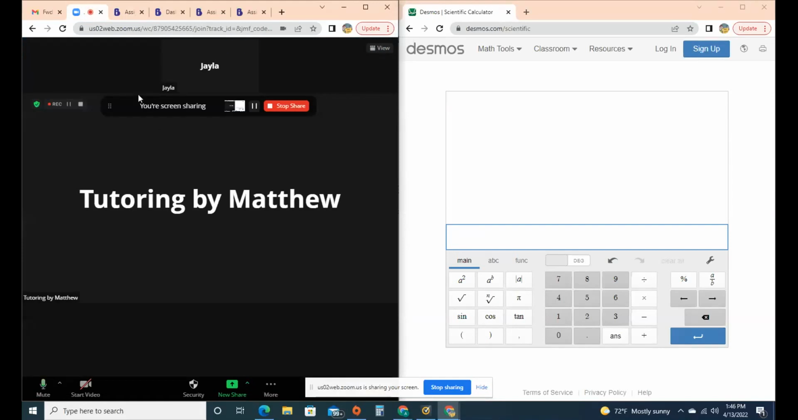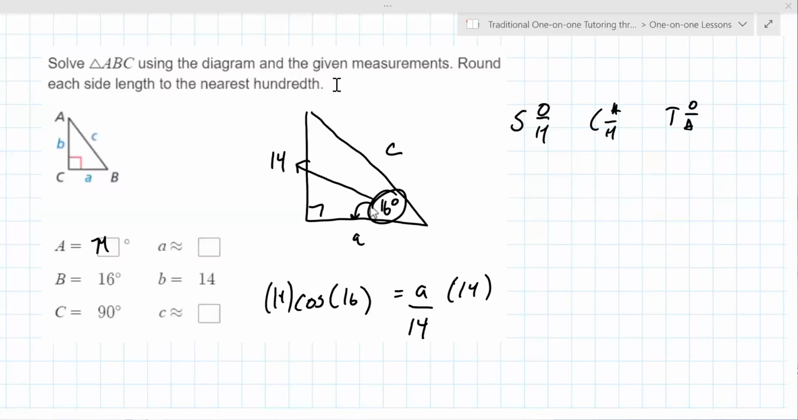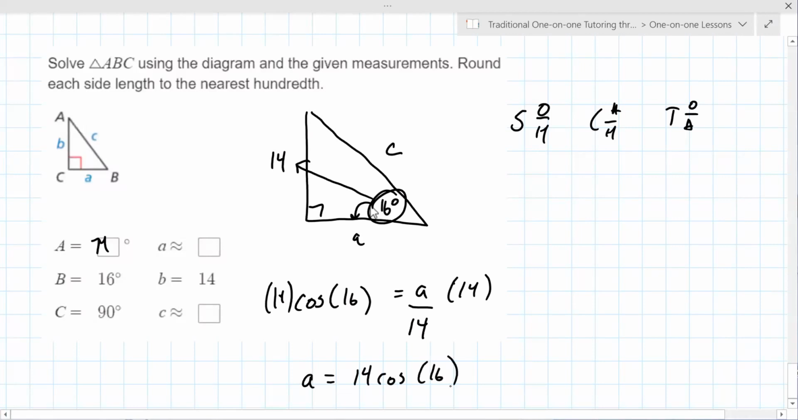I can't see your screen. So you multiply by 14 on both sides. Are you still sharing your screen? Yeah. Okay, well, you've got to let me know if I'm not sharing. All right, so if you're seeing my screen now, you'll see that I made the triangle, labeled the angle 16, and 14 is across from it, A is adjacent, and that's why we use cosine. So the net result here is 14 cosine 16.